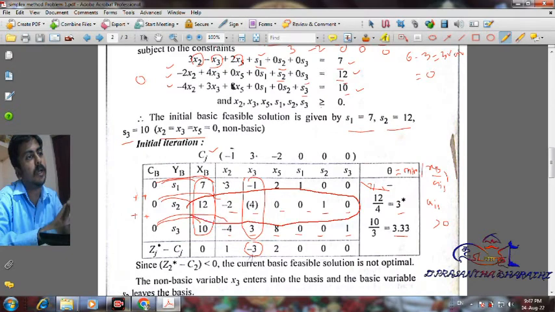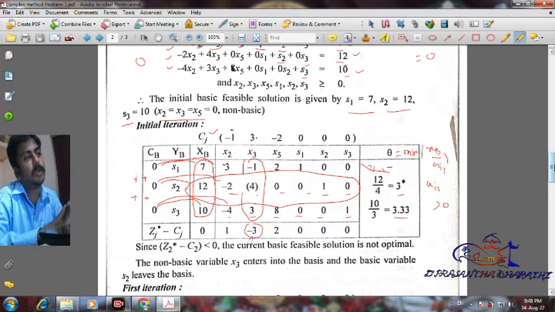This is our pivot row, and the intersection of pivot row and pivot column is called the pivot element. Okay. So here 4 is the pivot element.